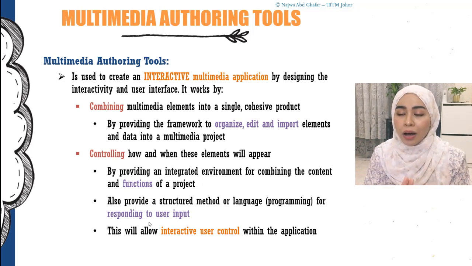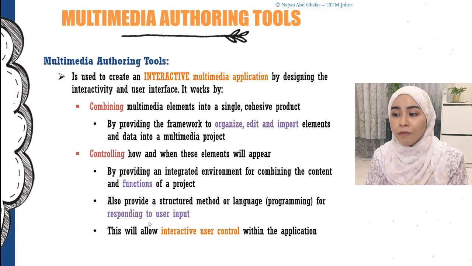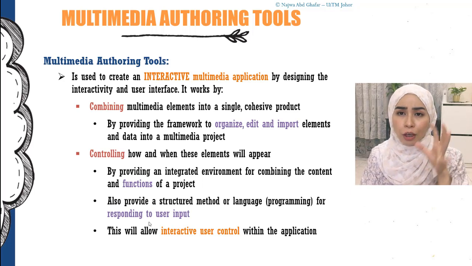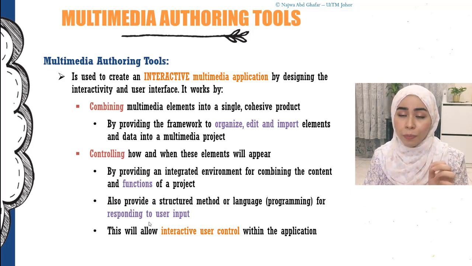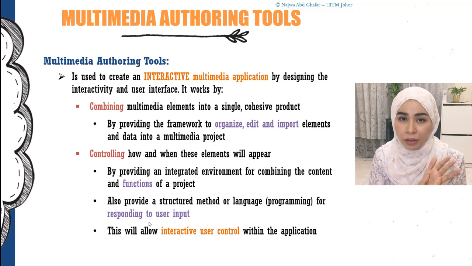Also, since authoring tools provide interactivity, it will be able to control how and when these elements will appear. So by doing that, we can provide an integrated environment for combining the content and functions of a project. And what it means by this is that when we provide interactivity, we must know, let's say you have a project, and on that particular page, you have a button, and that button is a start button.